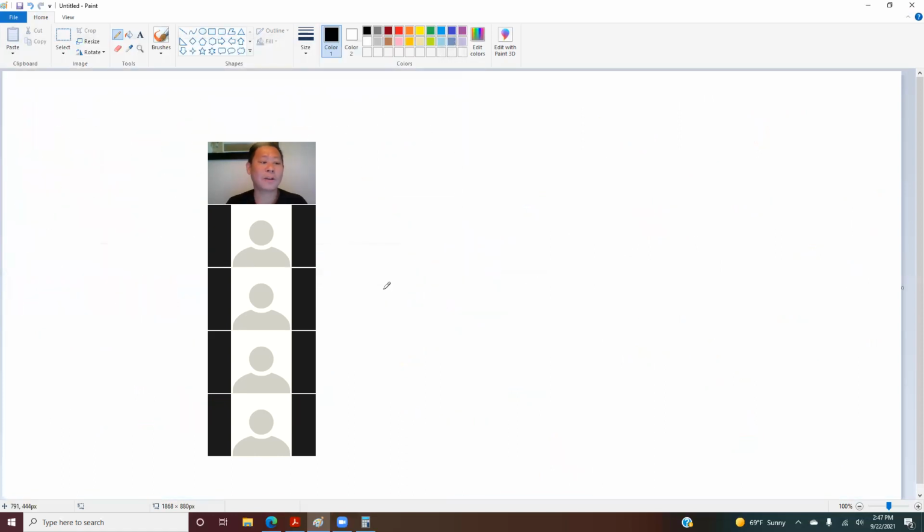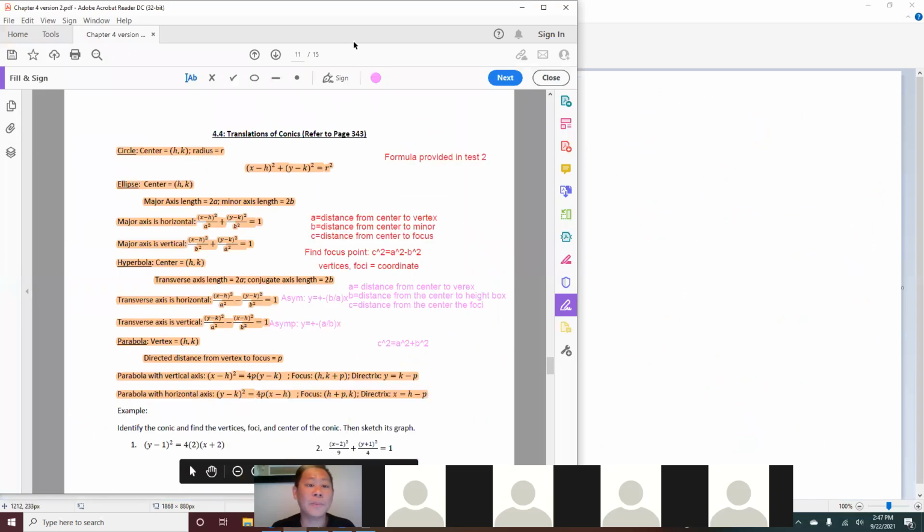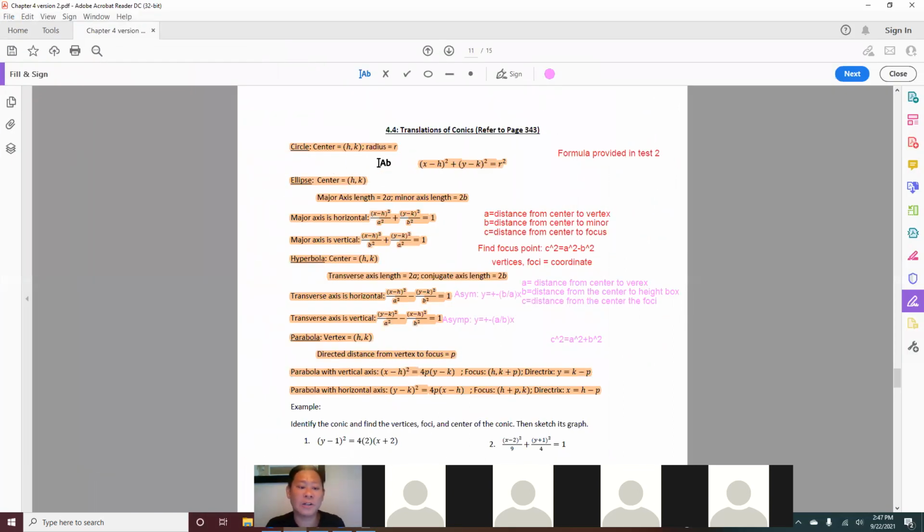All right, so I'm going to give you some of 4.4. So 4.4 is similar to 4.3. The only difference here is that your center and your vertices are no longer at 0, 0. In 4.3, all your centers are at 0, 0, the origin. But now your center is no longer at 0, 0, it's at (h, k). So the difference between the formula for 4.4 and 4.3 is that all your x has to subtract h and all your y has to subtract k. That's it.